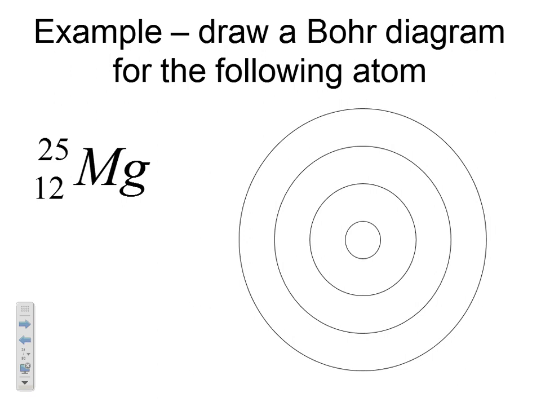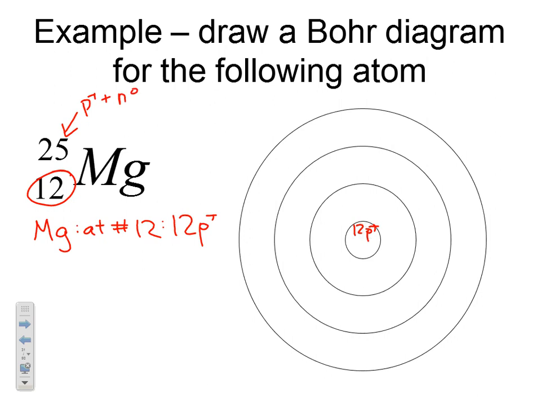So we want to start again with our protons and neutrons. So magnesium has atomic number 12, which is illustrated for us here. So that means that there are 12 protons in the nucleus. 12 protons. And then the mass number is 25. So this number is protons plus neutrons. So 25 minus 12 is 13 neutrons. So 13 neutrons in the center.